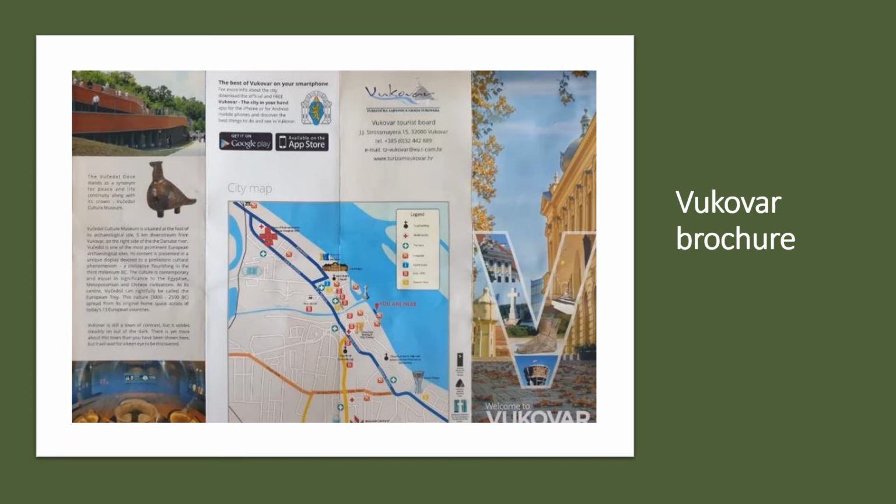Now we will explore a brochure about Vukovar. It's in English, and we'll see if it has all the features. So it's about the city and it's a general type of brochure. So here you can see that it has a map and some information about a tourist board and other useful apps. It also has important locations and phone numbers.